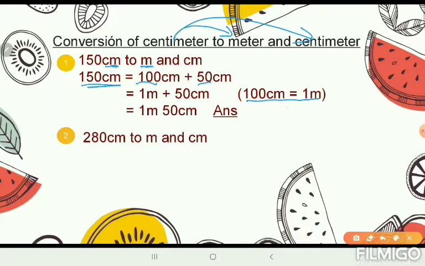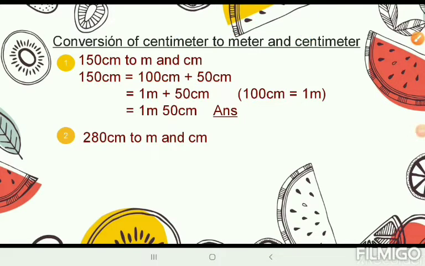Now also we know this relation very well: 100 centimeter is equal to 1 meter. So can I write in place of 100 centimeter, 1 meter? I wrote this as 1 meter, and 50 centimeter will remain as it is. Now this 1 meter plus 50 centimeter, can I write it like 1 meter 50 centimeter? I've just removed the plus sign. So this is the required answer.